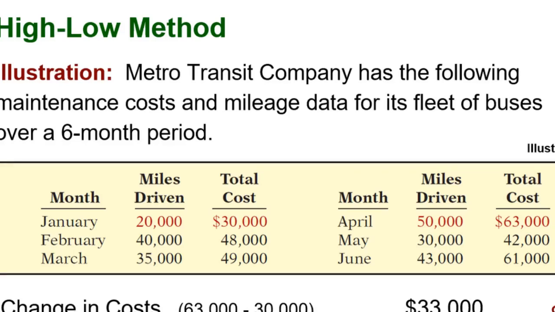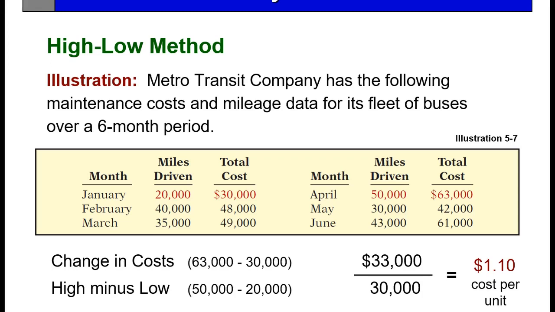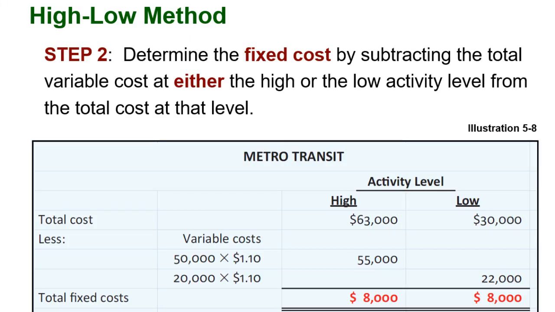So we look at the activity and take the low activity, which is 20,000. And the high activity is April, 50,000 miles, at $63,000. We take the change in cost as the numerator, that is 63,000 minus 30,000, or 33,000. And we take as the denominator the change in activity, and that is 30,000 miles. So we come up with a $1.10 cost per unit. Now we know the variable cost per unit is $1.10.